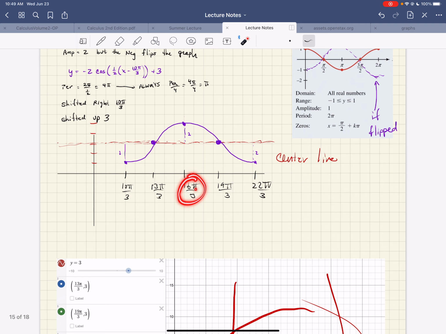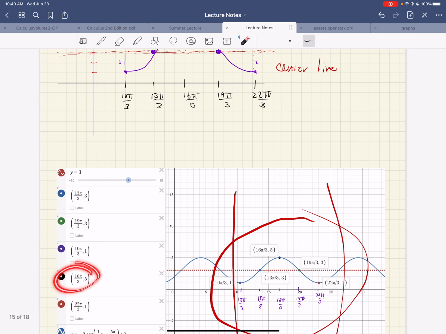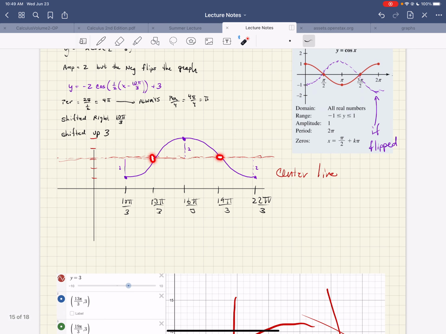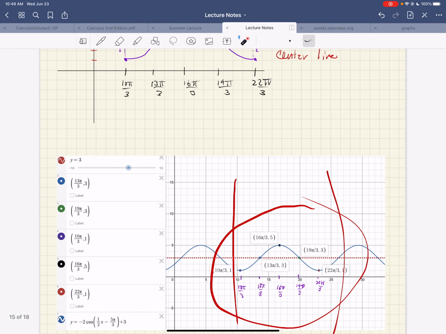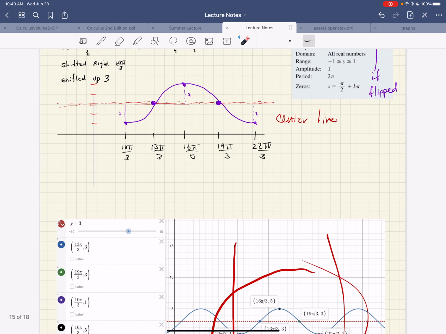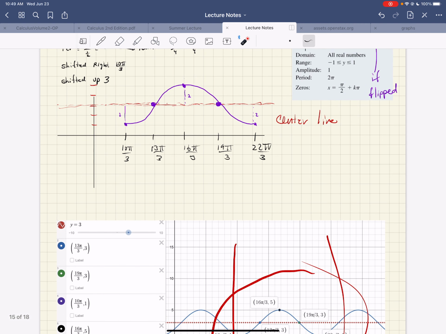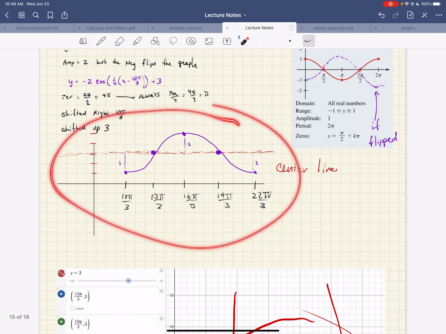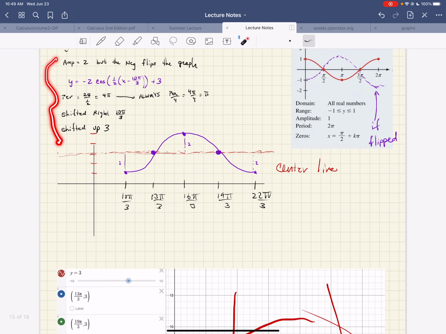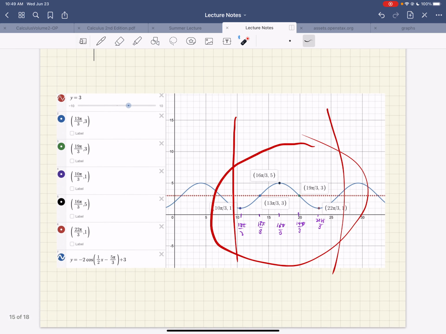And so at 16 pi over 3, we should be at 5. And these are on the center line, so they should be at 3, and they are right there. So then what I've done for us is I've taken this sketch of it, using this information and what I know about the picture of the graph for one period, and I put it all into Desmos.